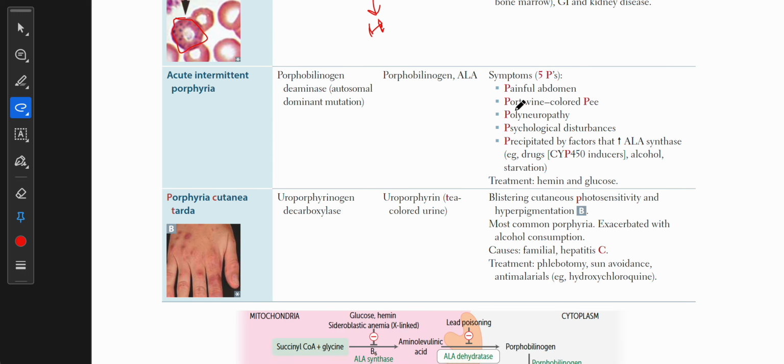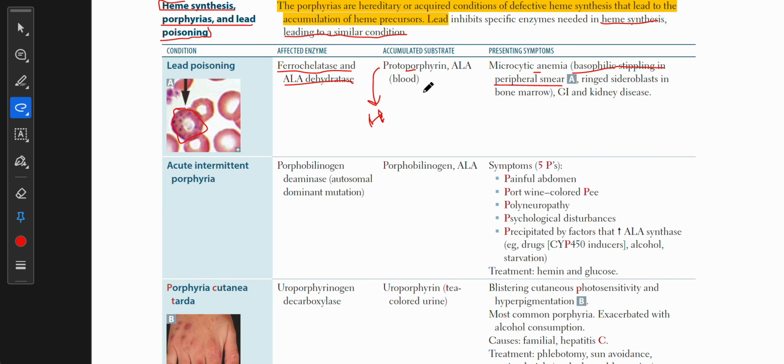Acute intermittent porphyria is usually due to porphobilinogen deaminase enzyme deficiency. Porphobilinogen is an intermediate product, and that should be deaminated to form the other product, right? But since the deaminase enzyme is defective, the porphobilinogen gets accumulated, and also ALA is accumulated. The symptoms are the 5 Ps in acute intermittent porphyria. This is very important. You have to remember this.